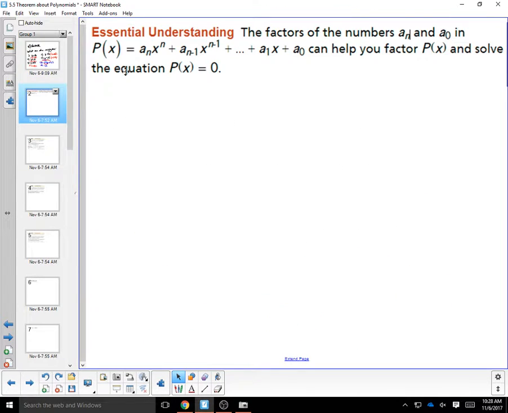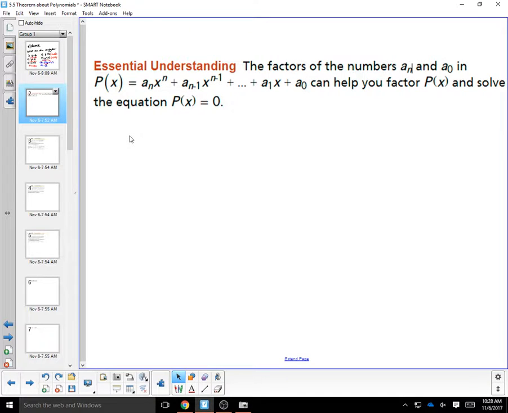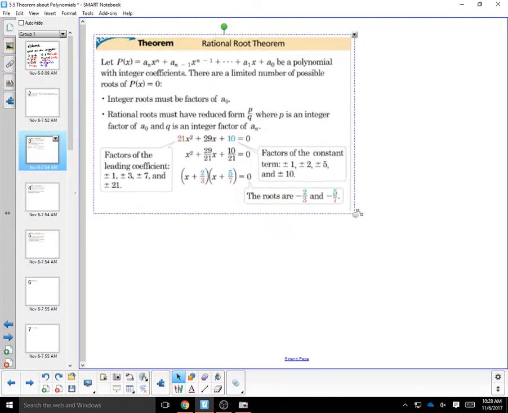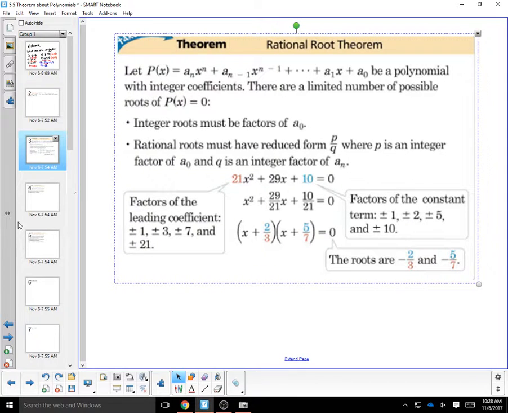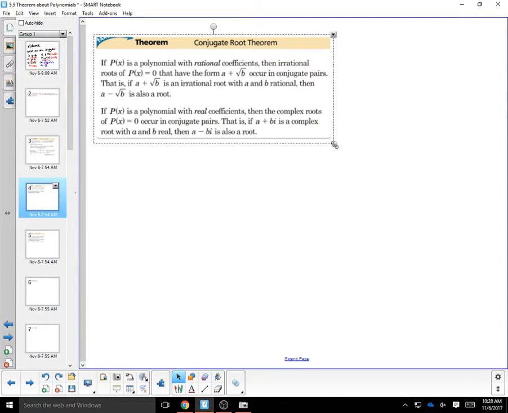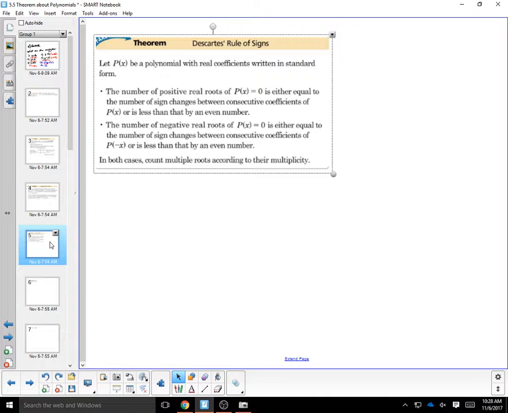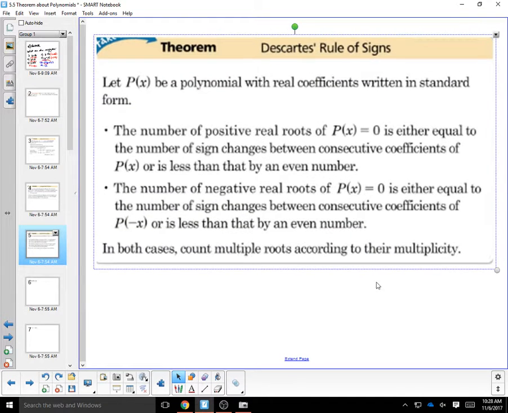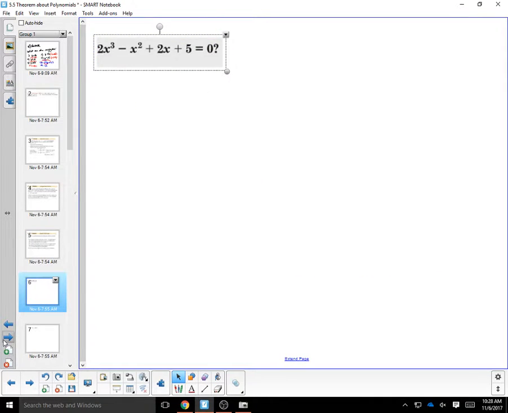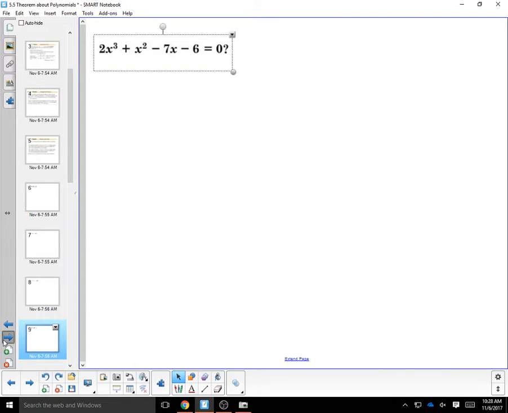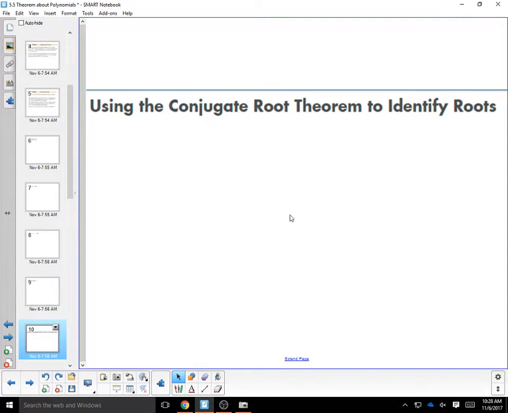We've already started talking about some of these things, the essential understanding. We're talking about factors and how to find them without someone giving us a possible option. We have to find them ourselves. We did the rational root theorem Thursday. Today we'll be talking about the conjugate theorem, and we'll be talking about Descartes' rule of signs. So let's get to it. We already did finding the possibles. Here we go. Using the conjugate root theorem to identify roots.